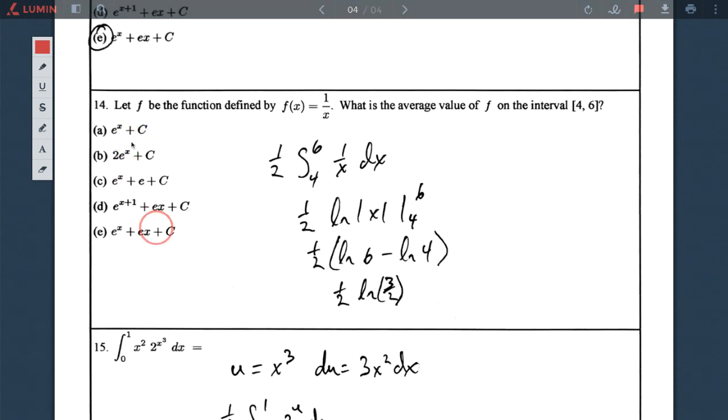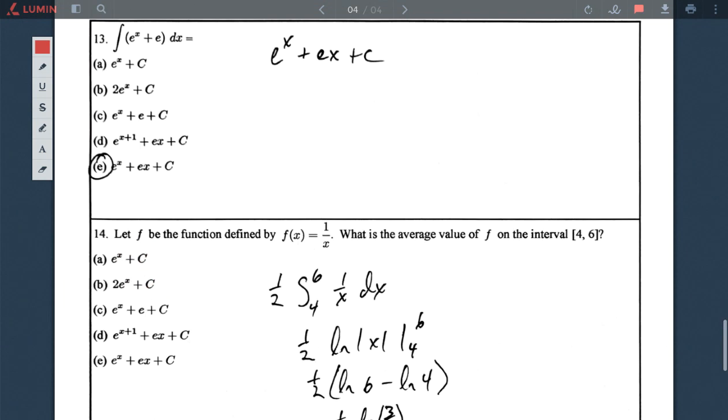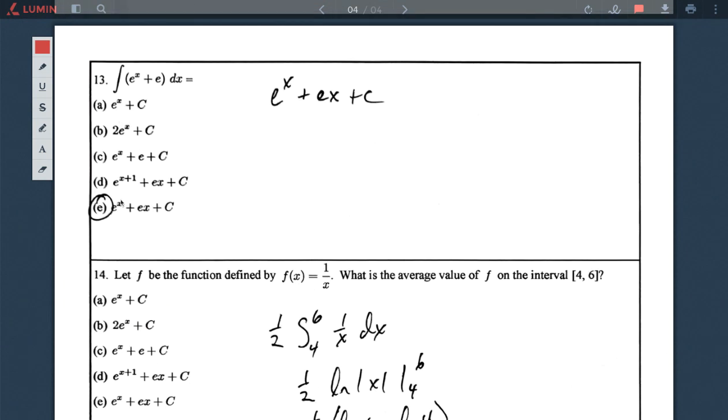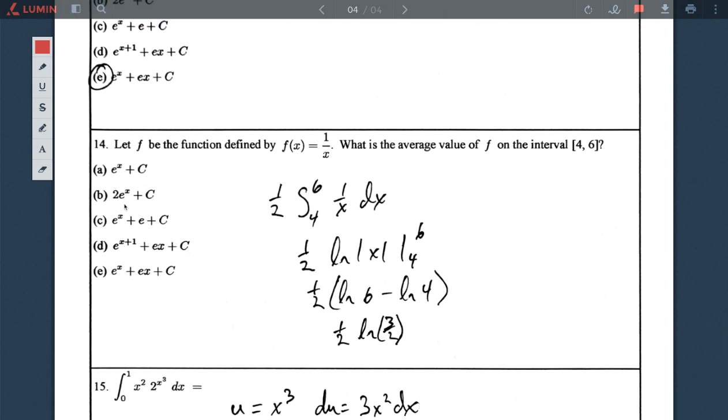On 14, this is the one where the answer choices were incorrect. It looks like I copied up here and pasted here and then forgot to change my answer choices. But again, it's another average value problem, so I need 1 over b minus a. So 6 minus 4 gives me 2, so that's why I have 1/2 out front.